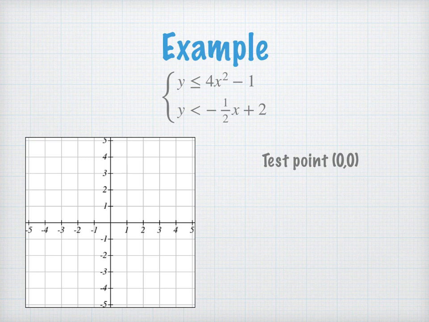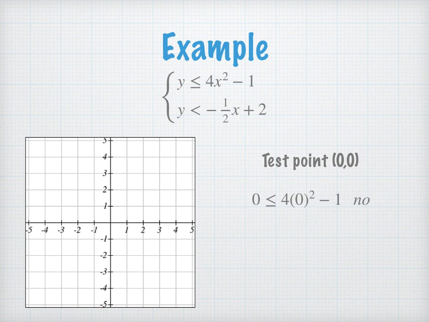So looking at our first inequality, y less than or equal to 4x squared minus 1, we're asking ourselves, when we plug in 0, 0, does that make this true? Yes or no? So plugging in 0, 0, we have 0 less than or equal to 4 times 0 squared minus 1. So that would be saying 0 is less than or equal to negative 1. No, that is not true. So this is our first case where we're seeing that our test point is not part of the solution.